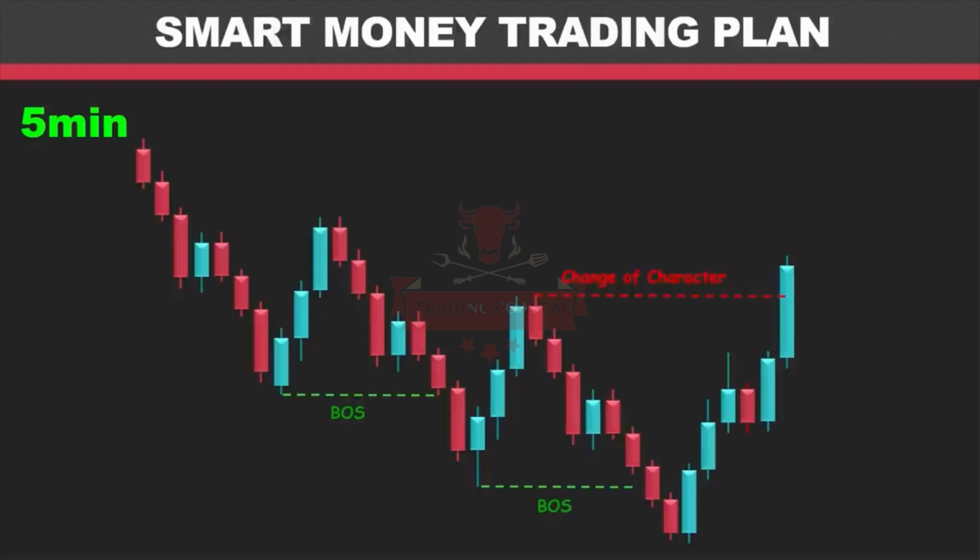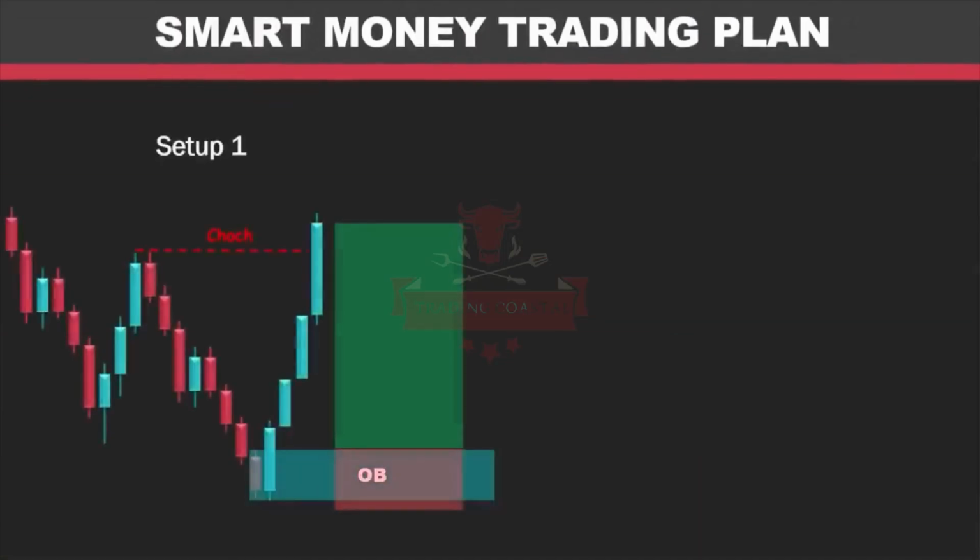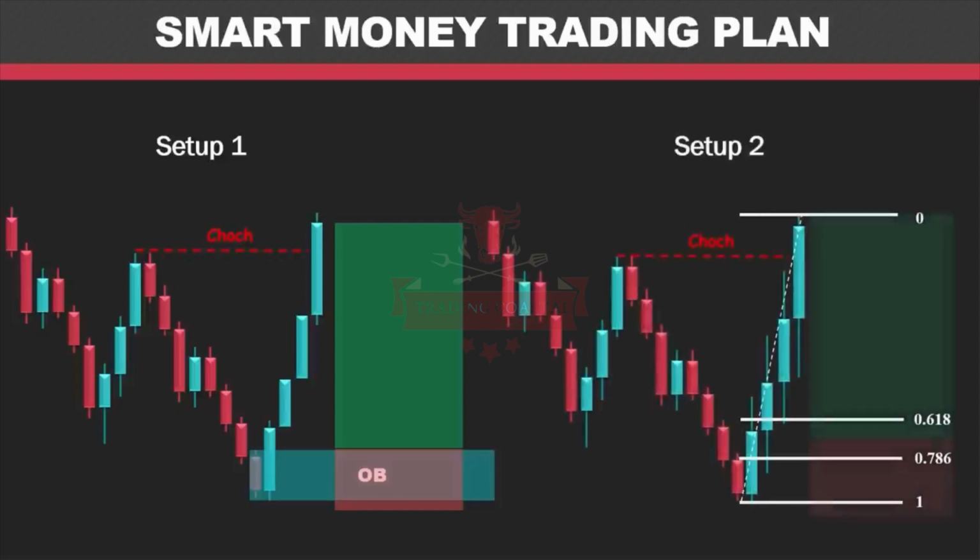We will use 2 entry setups to open positions. Number 1, if the change of character creates fair value gaps, we will place our buy limit a spread size above the order block. Number 2, if we have no gaps, we will use the retracement levels and enter positions in the middle of the 618 and 786 levels. Stops will be below the swing low and we can use multiple trade management strategies.